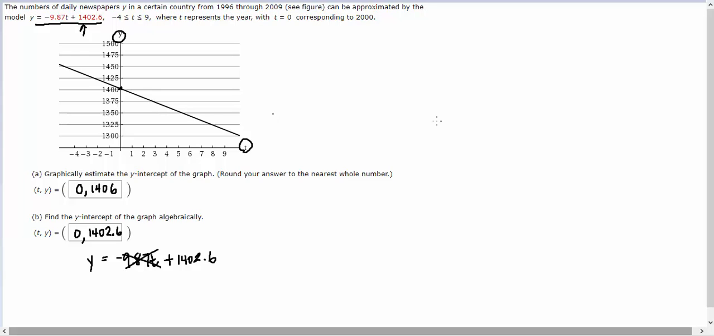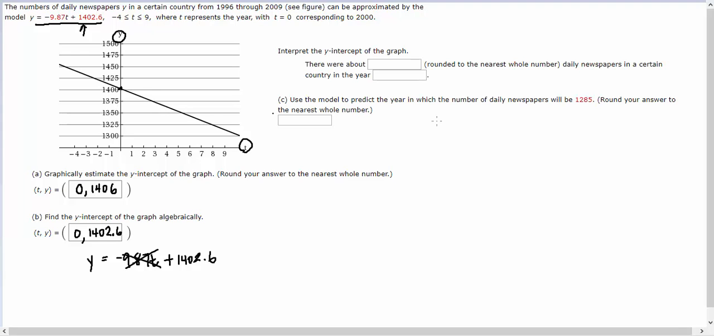Now we're going to do part C. We're going to finish the rest of part B. So the rest of part B says interpret the y-intercept of the graph. So the interpretation is there were about how many daily newspapers? 1,402.6 in a certain country in the year. And so the year is not 0. We need to actually use the year that corresponds to 0. So t equals 0 corresponds to 2000. So that's the literal interpretation of this y-intercept for this question.